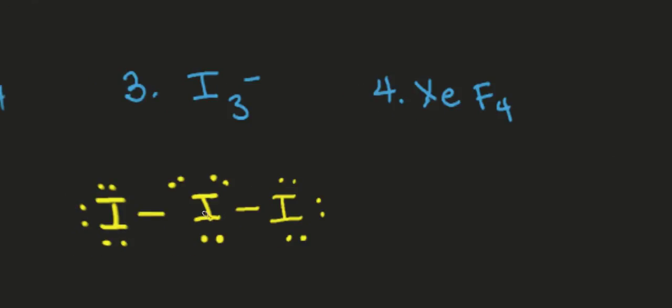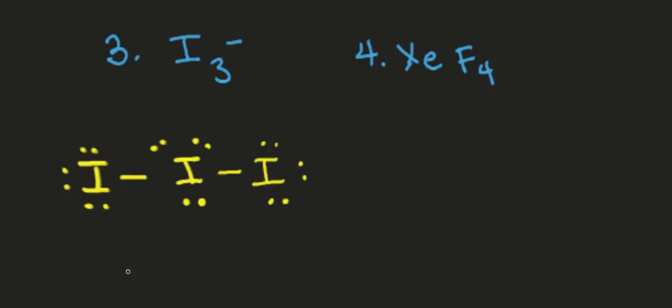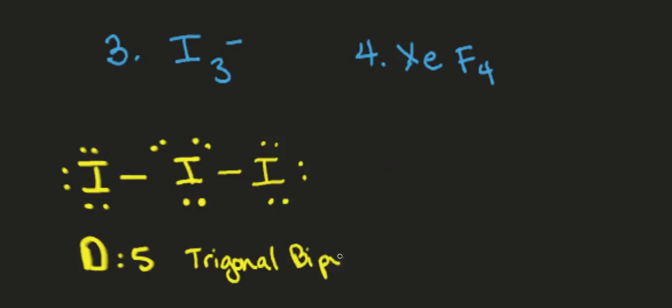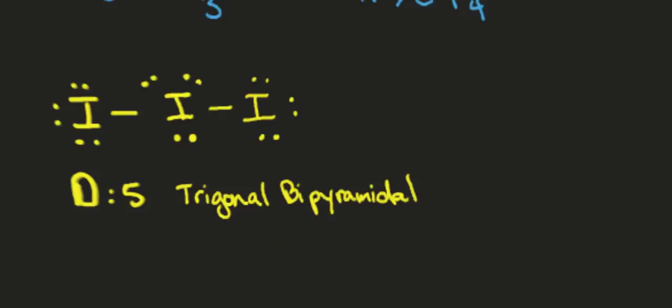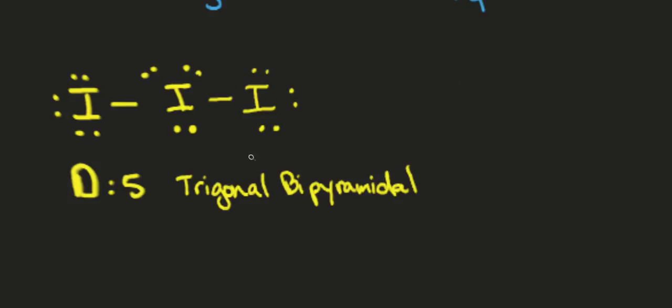Here we have, from the central atom, all we care about, 1, 2, 3, 4, 5. So right away we should know its domains is 5. Trigonal bipyramidal. And that's for the EPG. And then for the molecular geometry, it's going to be linear.